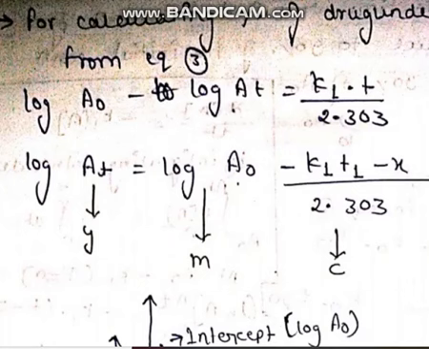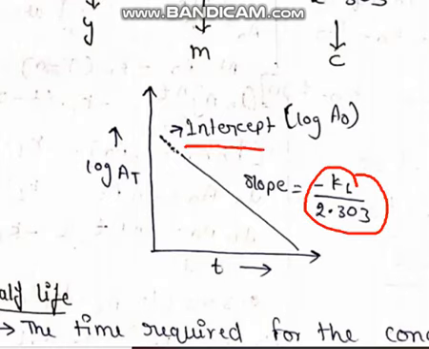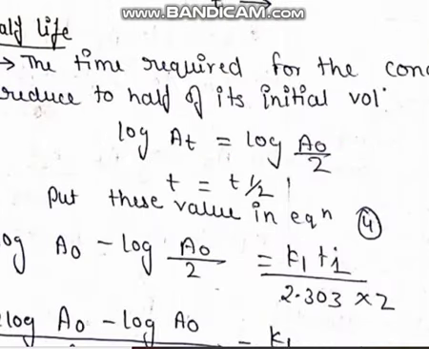For calculating the percentage of drug undecomposed, this equation is written corresponding to y is equal to mx plus c, and then a graph is plotted by taking log At on the y-axis and time on the x-axis. Then the slope of the line will give the value of minus K1 upon 2.303 and the intercept will give the value of log A0. From here, the half-life can be calculated.